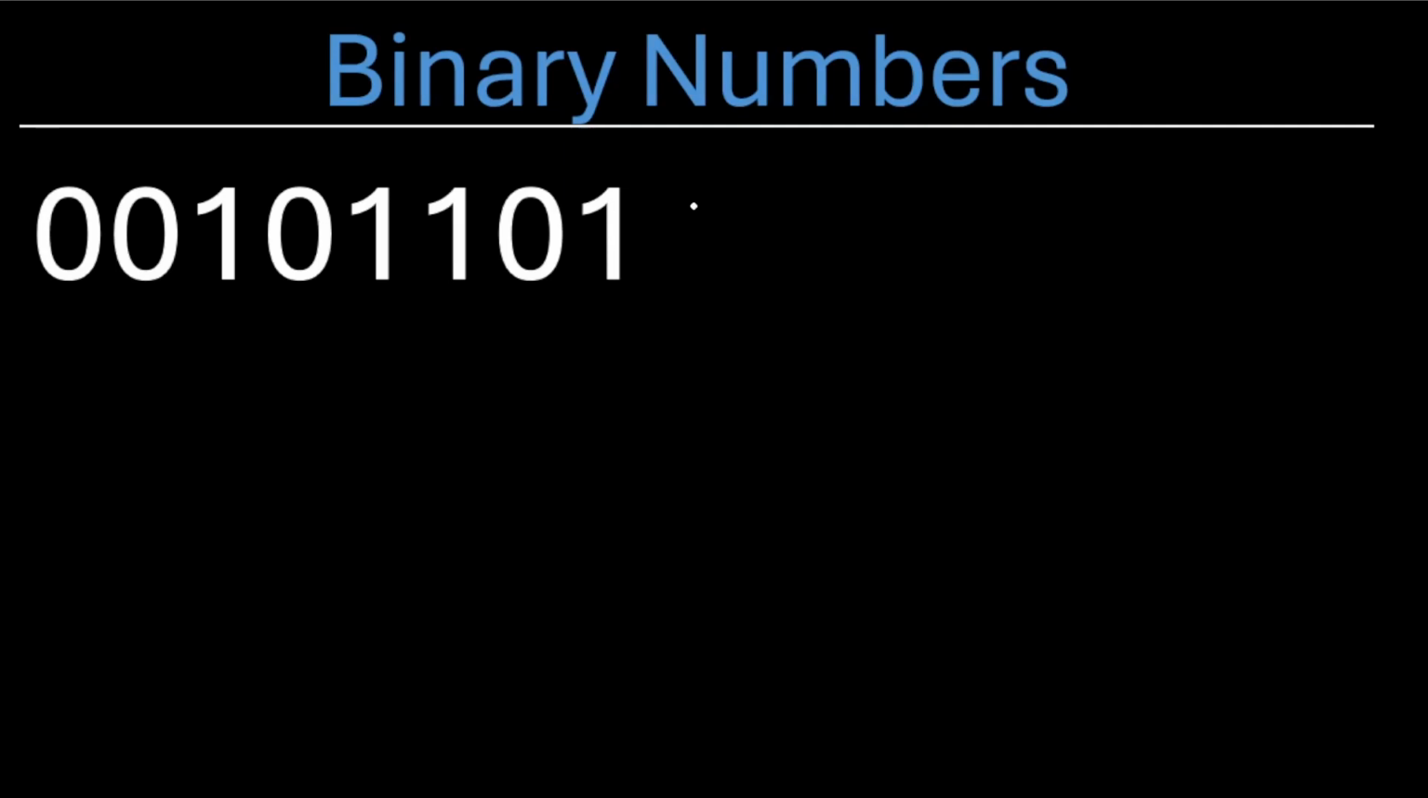Hello everyone. Today we're going to be learning about binary numbers in the binary number system. So binary is a way of representing numbers in terms of zeros and ones. If we look at the binary stream shown on screen, this is a binary representation of the number 45, which we'll prove later on in the video.